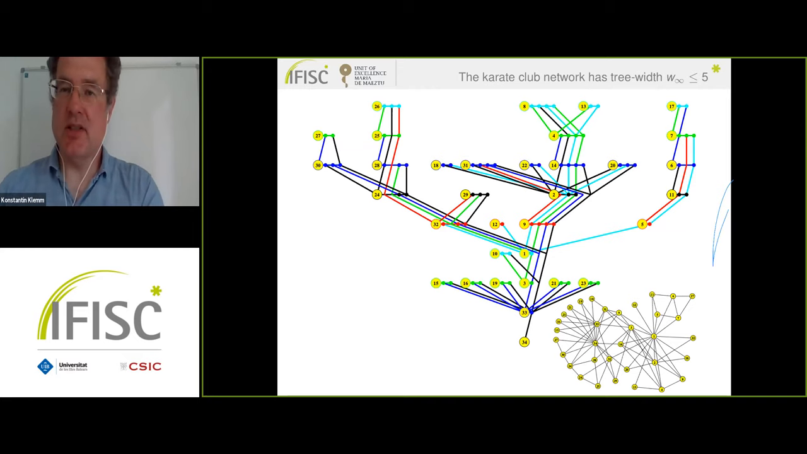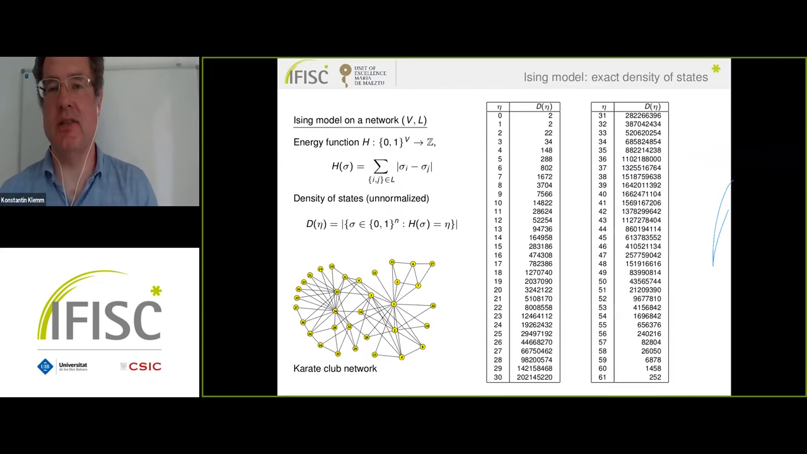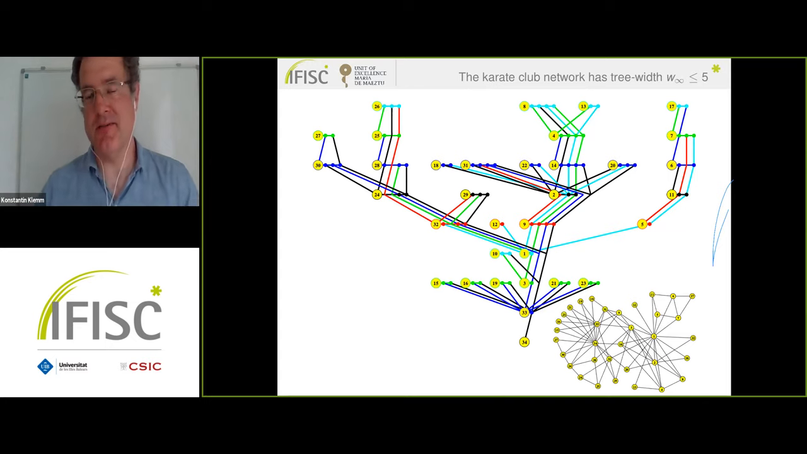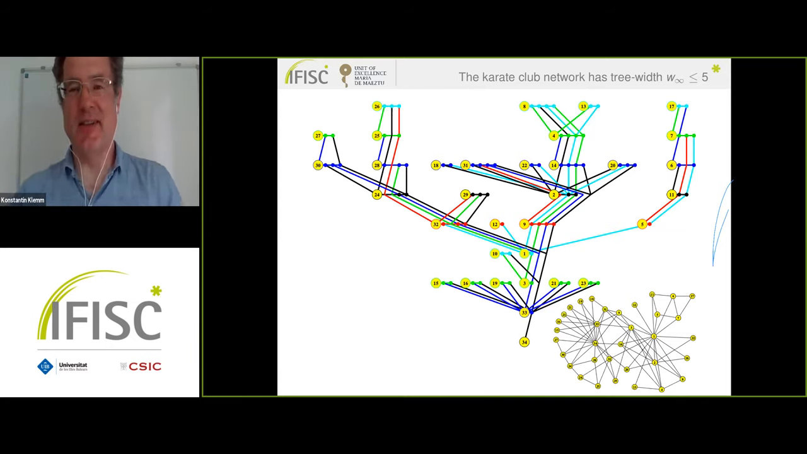Okay, once you have this tree decomposition, it actually takes on my laptop computer 1 second to compute the density of states, and then you can get everything from there. I mean, in particular the partition function. And it takes about, well, a few minutes maybe to get this tree decomposition. Of course, you need to first have that one. It doesn't fall out of the sky like this.